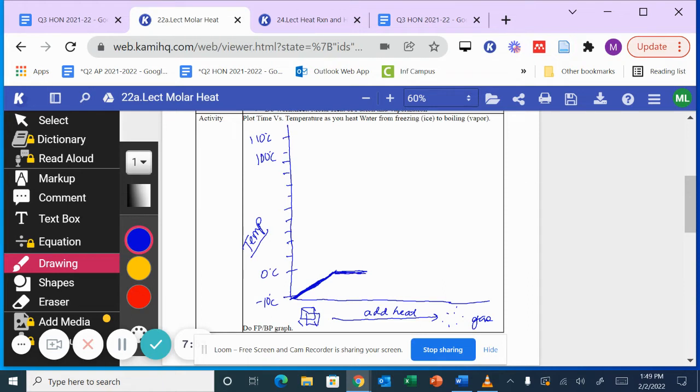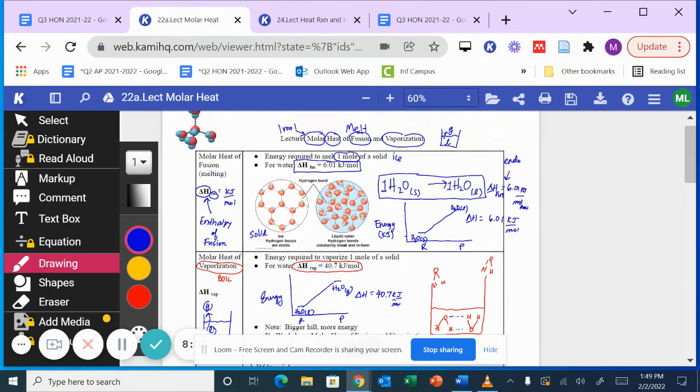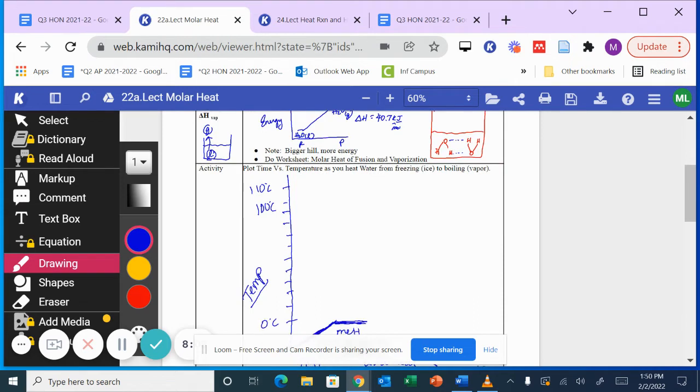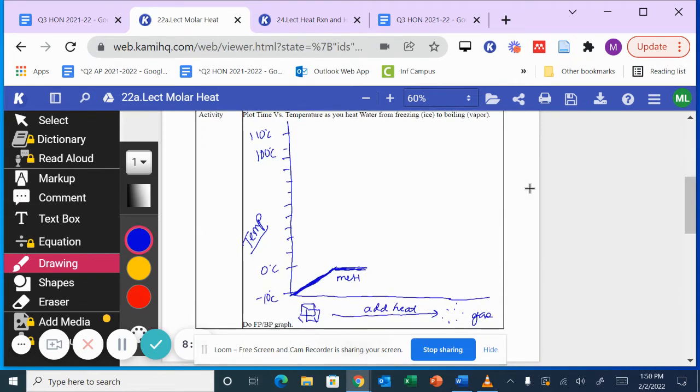Okay. The reason that is, this is melting, is because the energy you're putting in is going into weakening those bonds so they can move past those hydrogen bonds, so they can move past each other. Okay. So that will take about 6.01 kilojoules per mole of ice. Okay. So here I'm going to draw a picture. You're melting. This is ice. You're melting the ice.